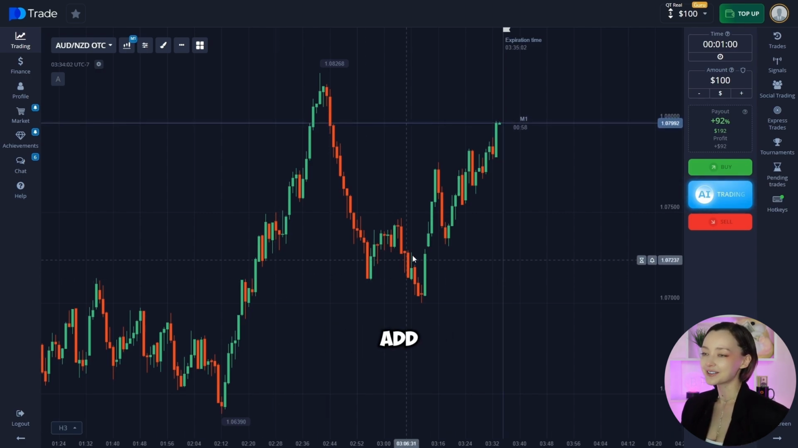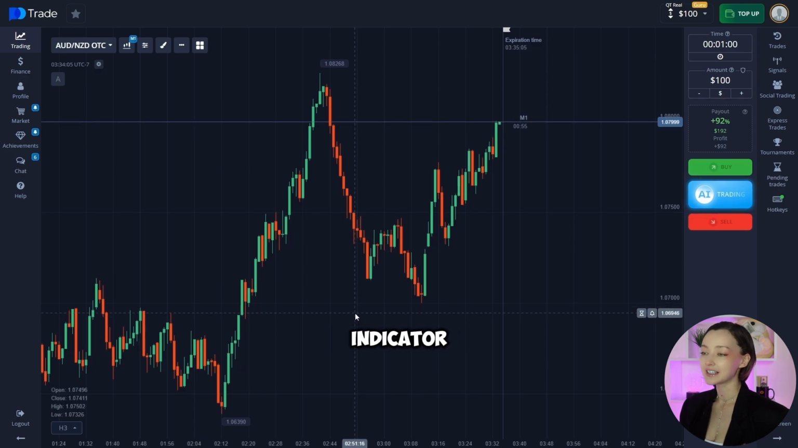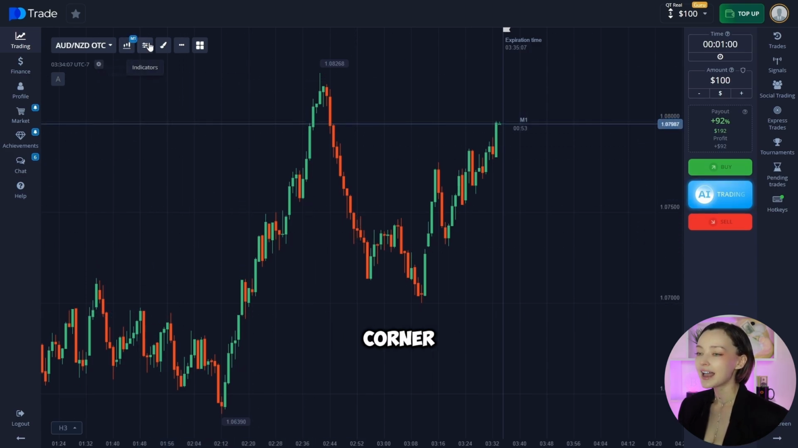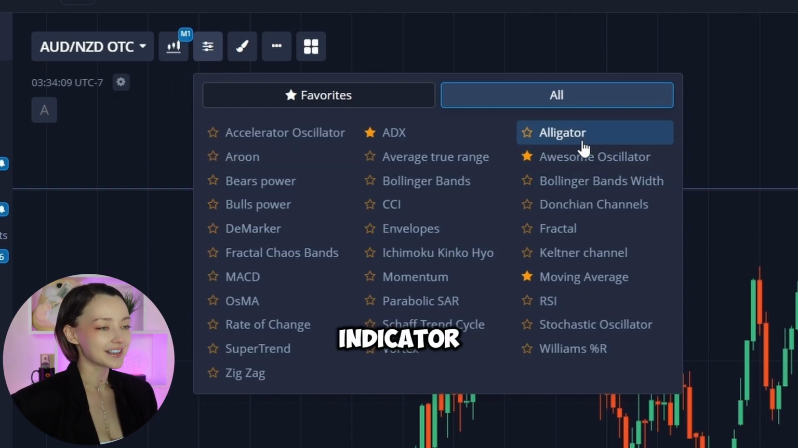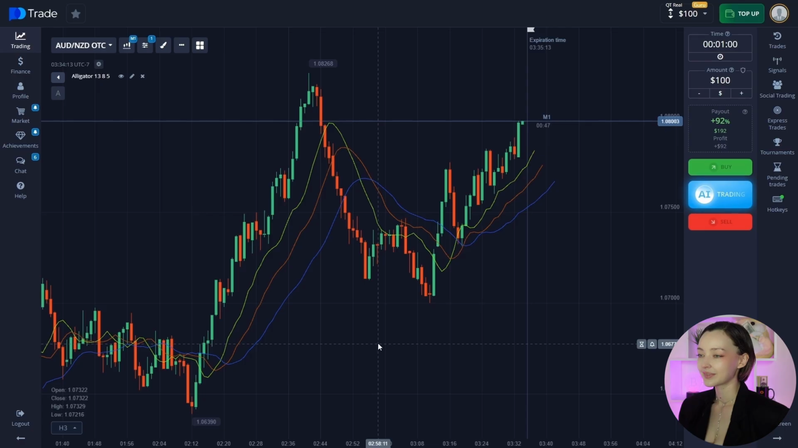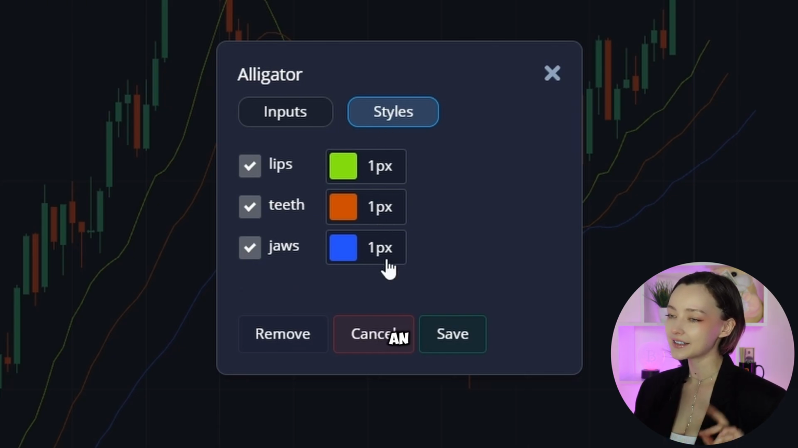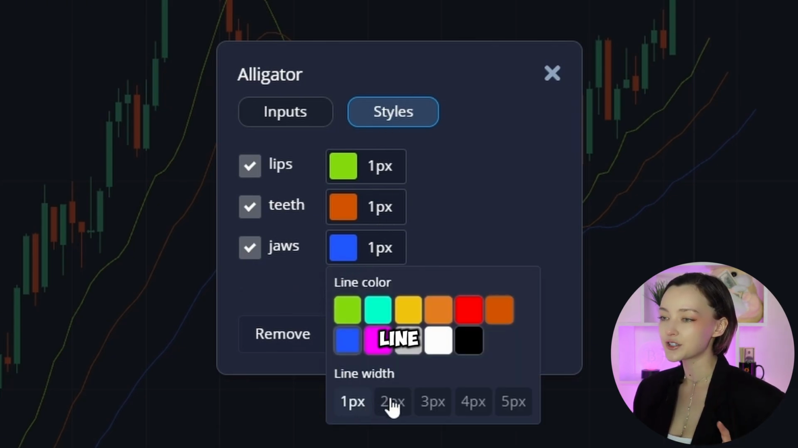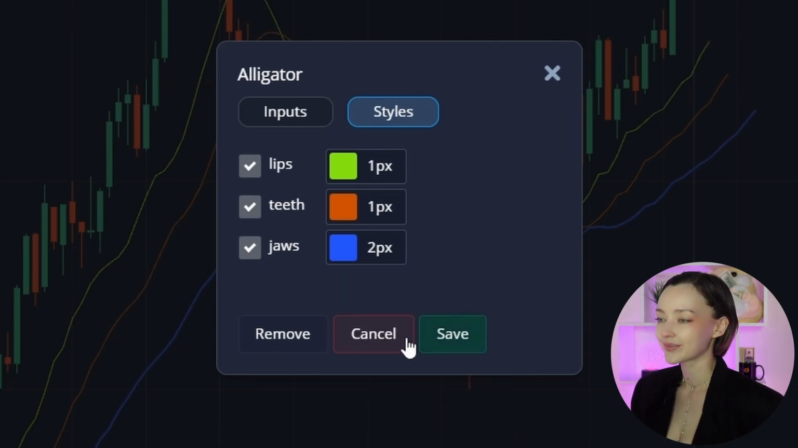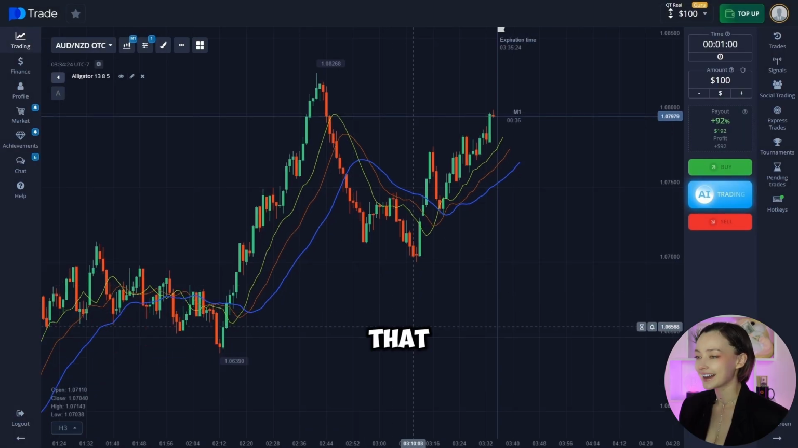So let's add our indicator right away. Go into the indicator section in the upper left corner and add in the Alligator indicator. Now go to the indicator settings, select styles and add an extra pixel to the last line to make it clearer for us. Just like that.